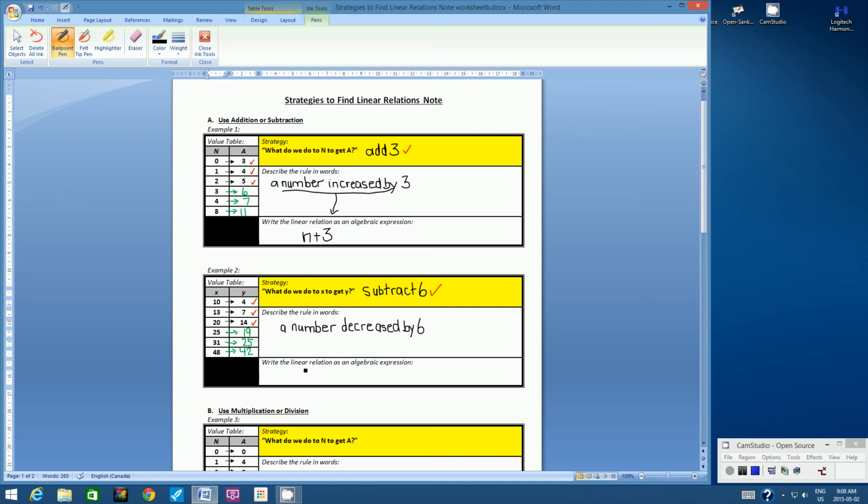All right, the last step. Write the linear relation as an algebraic expression. So I need you to translate this statement in words into an algebraic expression using the letter n. Actually, in this case, we can use the letter x, can't we? Because x is this column right here. So let's do that. Now it wouldn't be wrong if you used n. Actually, that's a terrible x. Let me erase that. All right, so how about we have x subtract 6. A number decreased by 6.